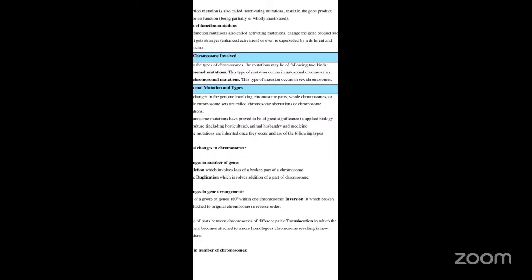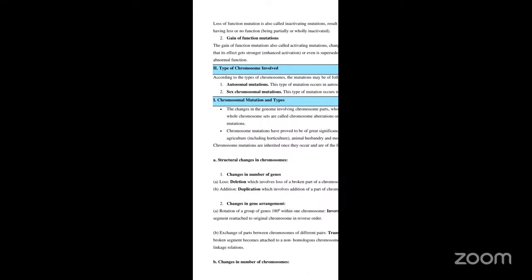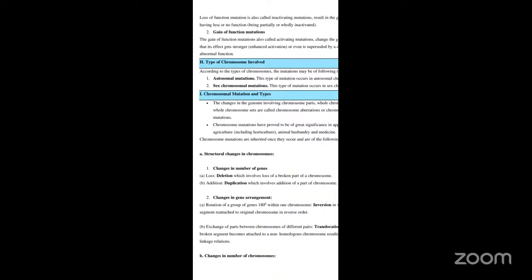The next is the exchange of parts between the chromosomes, which is called translocation. Exchange of parts between the chromosomes of different pairs. Translocation is one in which the broken segment becomes attached to a non-homologous chromosome. So they exchange their parts by becoming attached to non-homologous chromosomes, resulting in new linkage relations or new linkage groups. That is what is called translocation. So this is with reference to structural changes in a chromosome.